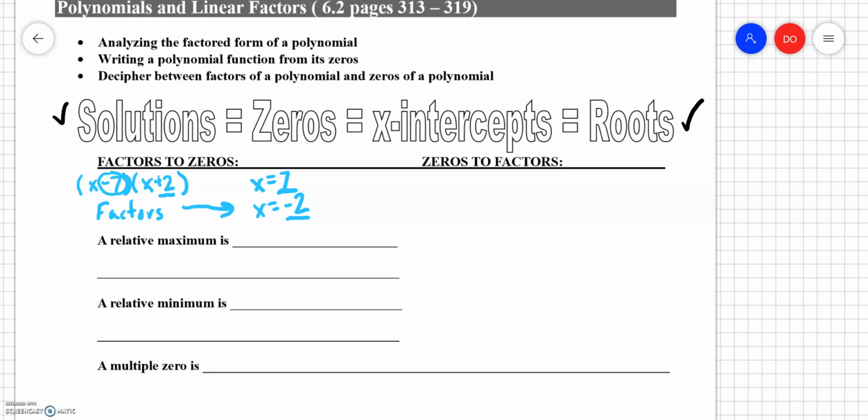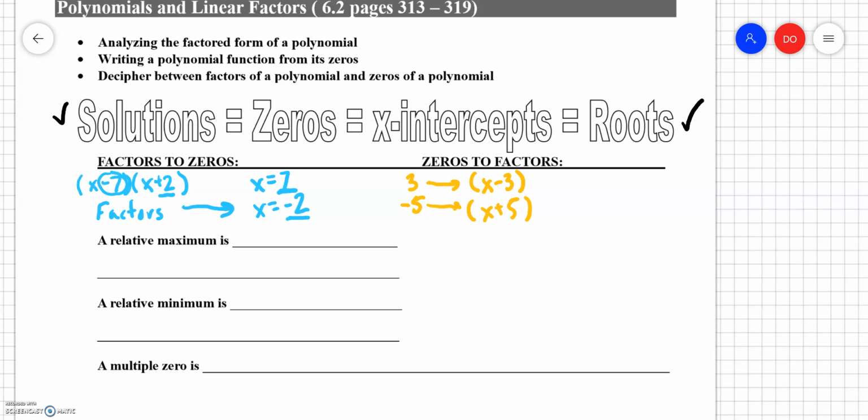So if we did this in the opposite direction, if we were given zeros first, if I told you that 3 and -5 were zeros, you should be able to recognize that as a factor that should look like x minus 3, and -5 as a factor would look like x plus 5. So as a factor compared to as a 0, they kind of look like opposites of each other. Very important fact and a topic to understand.